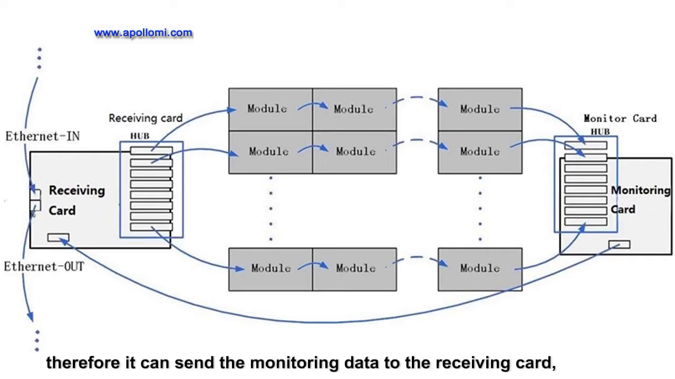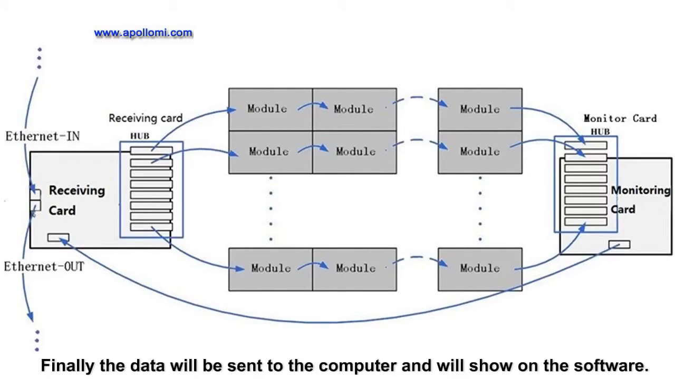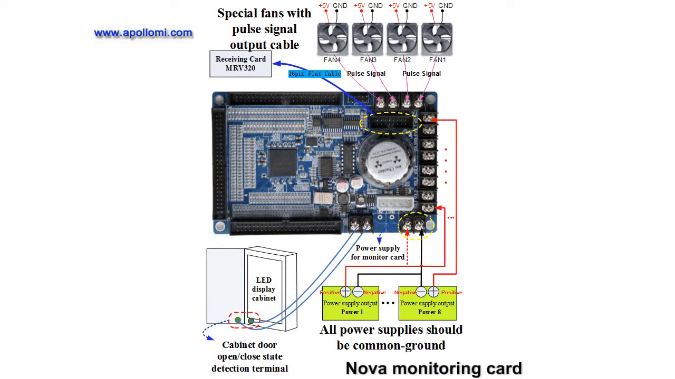Therefore, it can send the monitoring data to the receiving card. Finally, the data will be sent to the computer and will show on the software. Nova monitoring card supports humidity and smoke detection, power supply voltage detection, one-way cabinet door open or closed state detection, four-way fan speed detection, and eight-way switching power supply voltage detection.